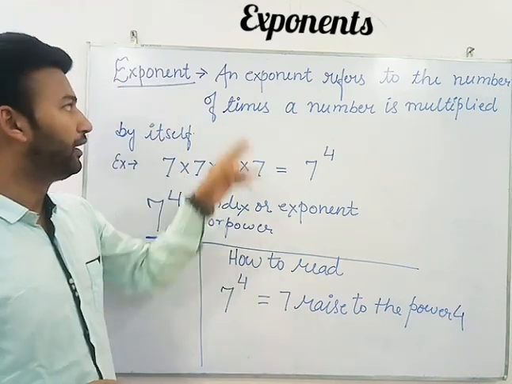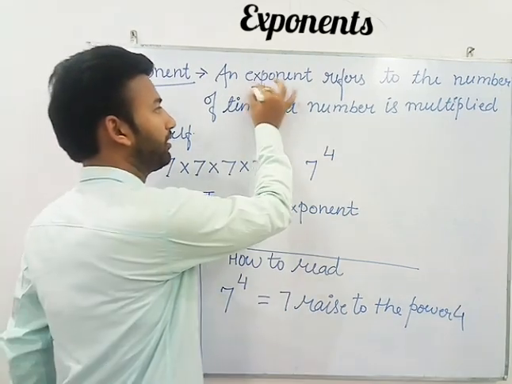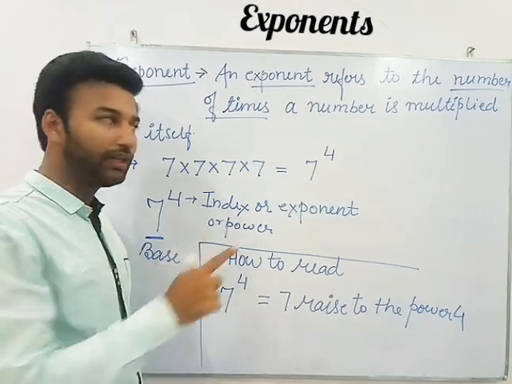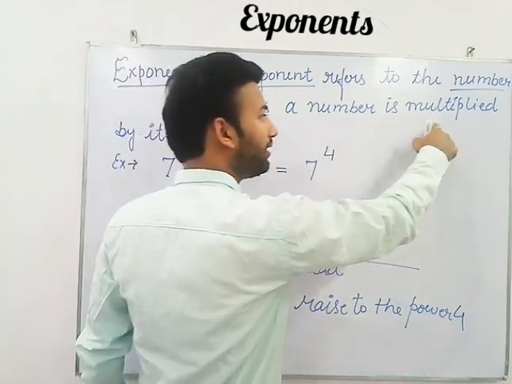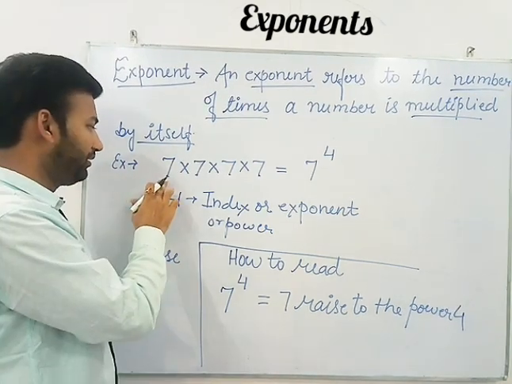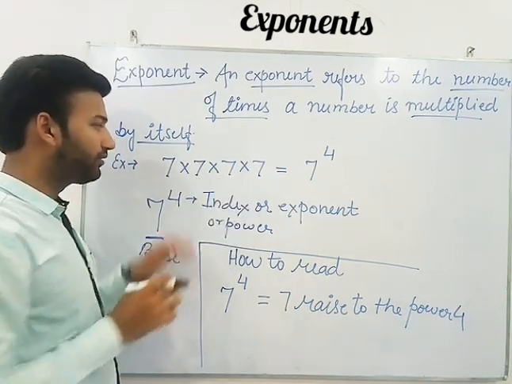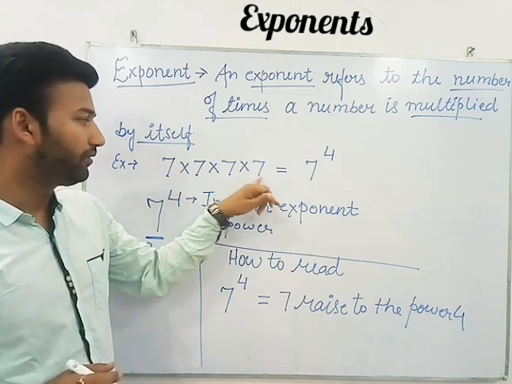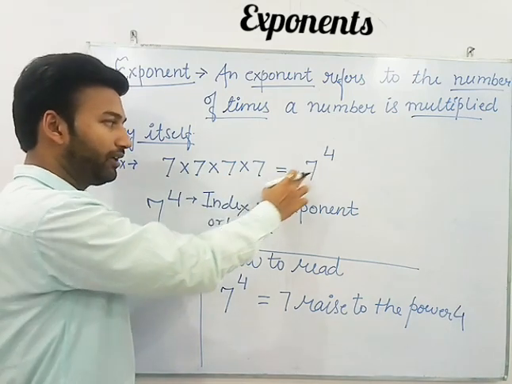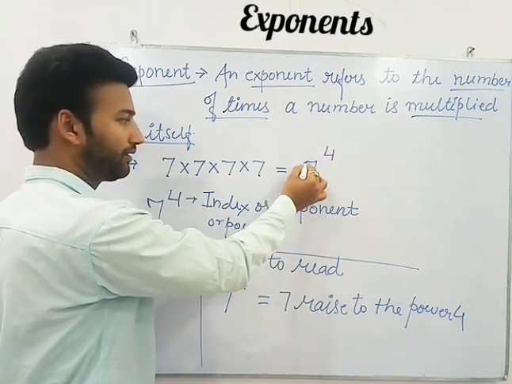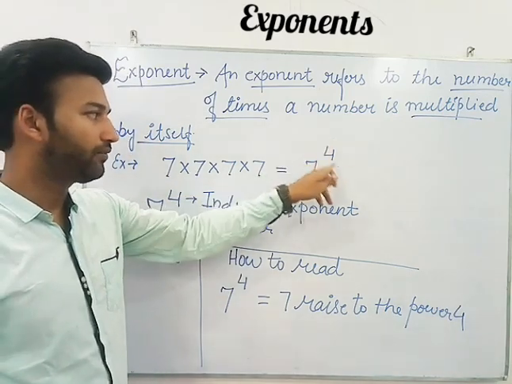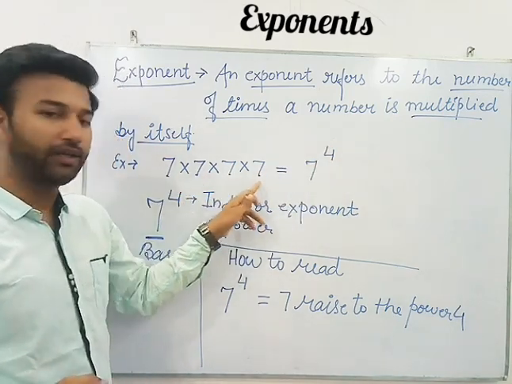What is an exponent? An exponent refers to the number of times a number is multiplied by itself. See, 7 is multiplied by itself 4 times. How many times? 1, 2, 3, 4. So we will write this number like this, 7 to the power 4. Why power 4? Because 7 is multiplied 4 times.